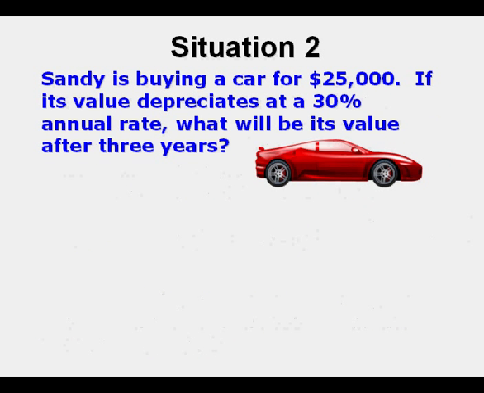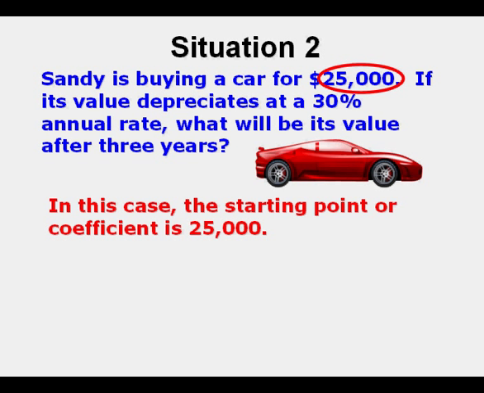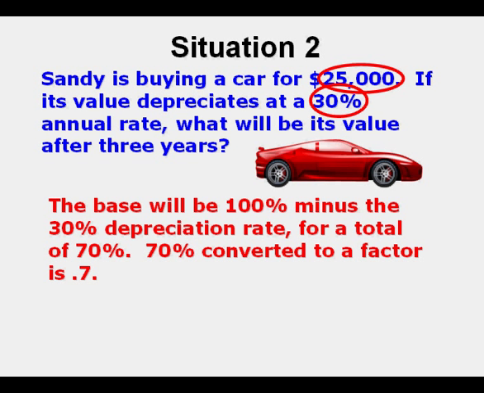Situation 2. Sandy is buying a car for $25,000. If its value depreciates at a 30% annual rate, what will be its value after 3 years? In this case, the starting point or coefficient is 25,000. The base will be 100% minus the 30% depreciation rate for a total of 70%. And 70% converted to a factor is 0.7. We divide that 70 by 100.